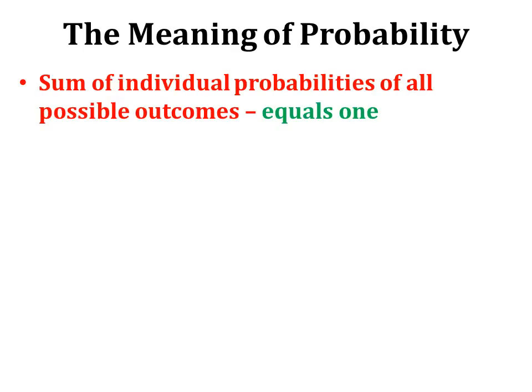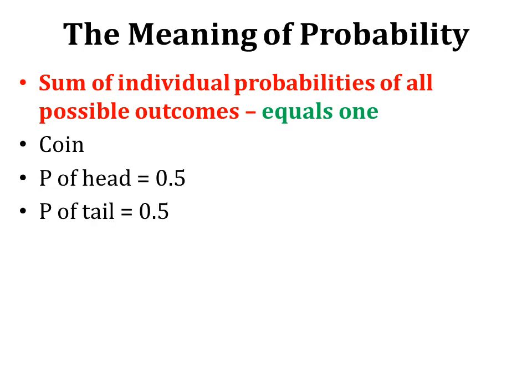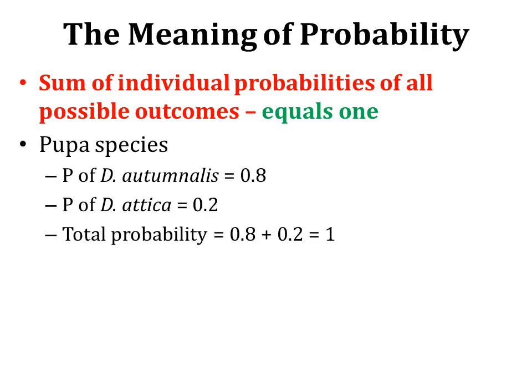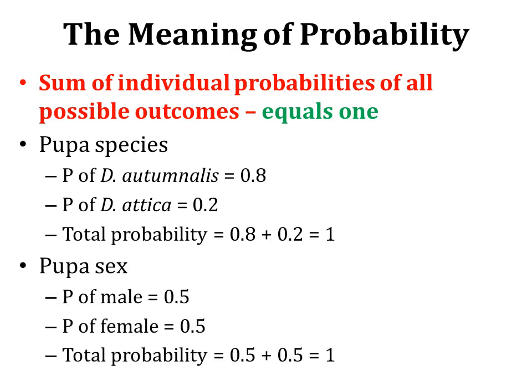Now the other important thing is that the sum of individual probabilities of all possible outcomes is equal to 1. In the case of the coin, there were 2 possible outcomes, head and tail. The probability for head was 0.5 and the probability for tail was 0.5, so their sum is equal to 1. Similarly, in the case of pupa species, the probability for Dixella autumnalis is 0.8 and for Dixella attica is 0.2, and their sum is equal to 1. For pupa sex, the probability for male is 0.5 and for female is also 0.5, and their sum is equal to 1.